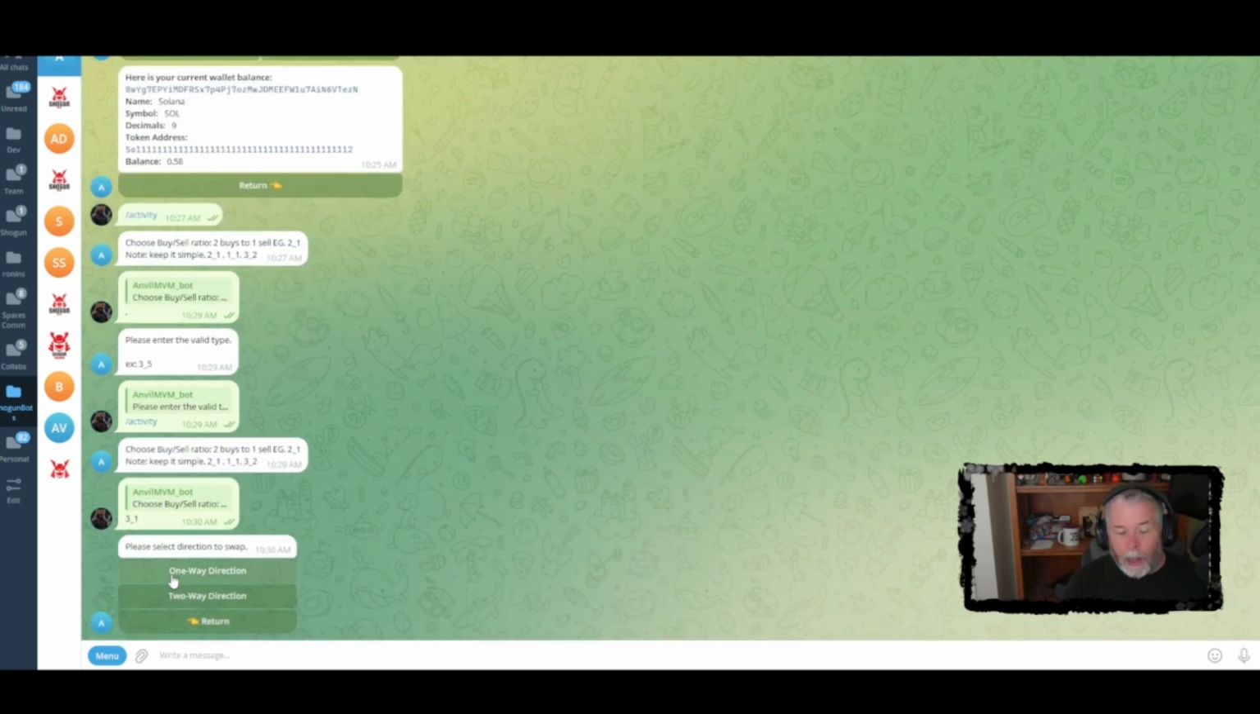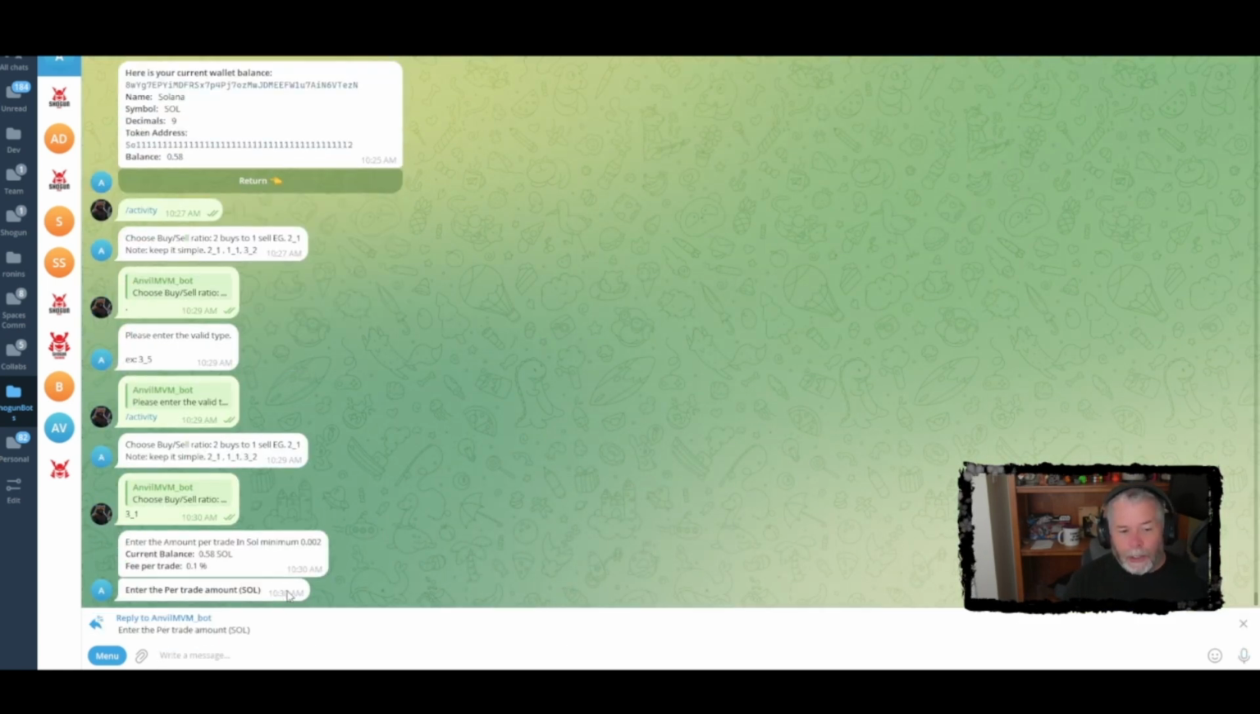Now remember, I only want to use one-way direction on this particular wallet. Why? Because this is what's going to give me that movement over a period of time, and not flip it around and come back the opposite way.